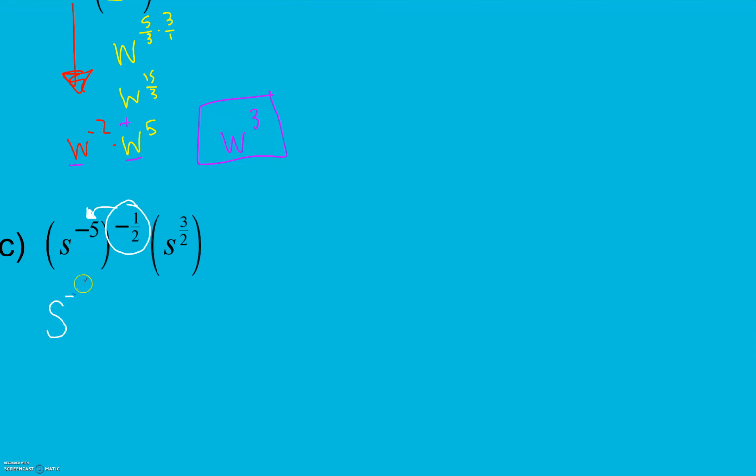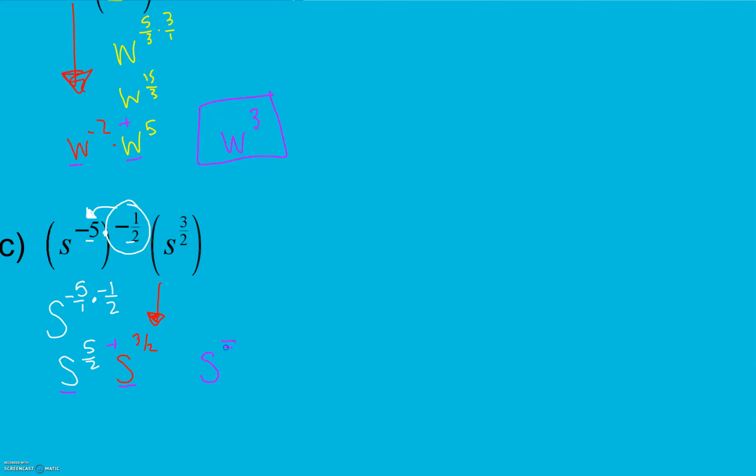Here, I have s to the -5/1 times -1/2. Power to a power, an exponent on top of an exponent, means I'm going to multiply those. +5/2. I bring down my second factor, s to the 3/2. And again, here, same base. Each exponent has one base, so I'm going to add my exponents, keep my base.